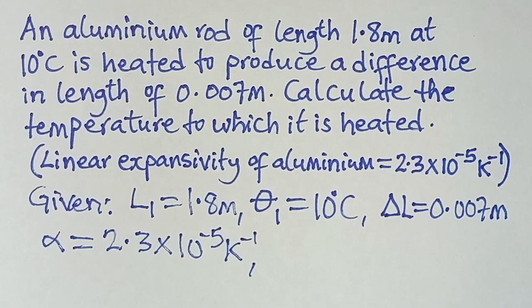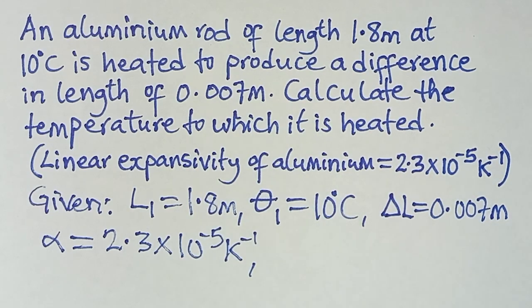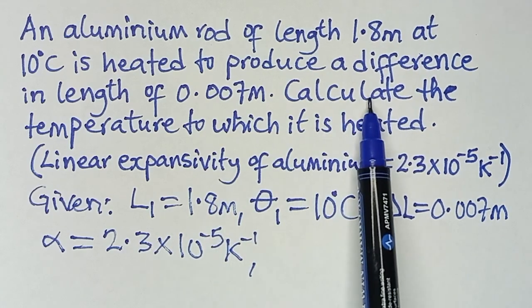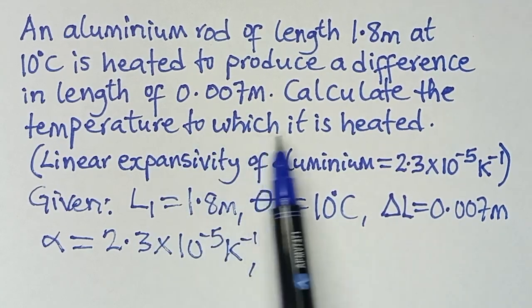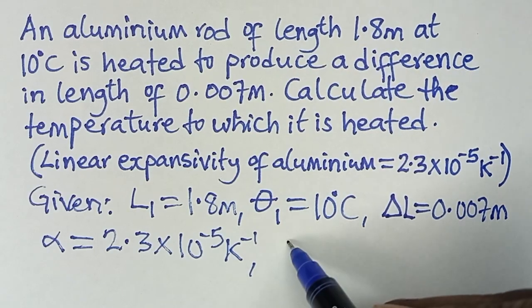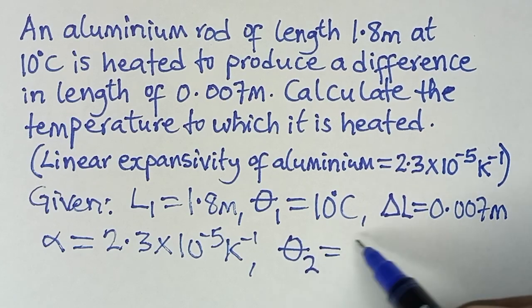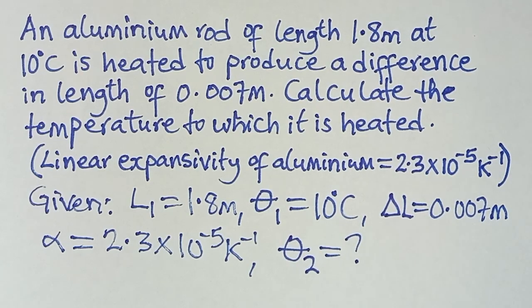And then finally, after listing everything from the question, the last one we have to add is to indicate what we are asked to look for. Calculate the temperature to which it is heated, meaning that we should calculate the final temperature, which is theta 2. So theta 2 is the final temperature that we are asked to look for.